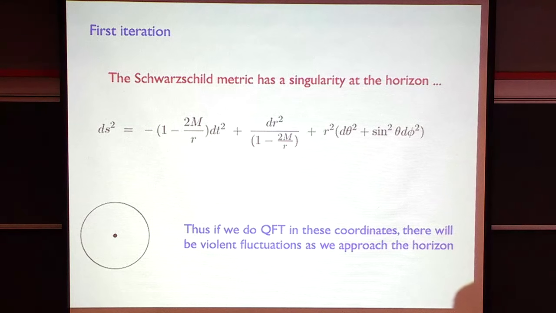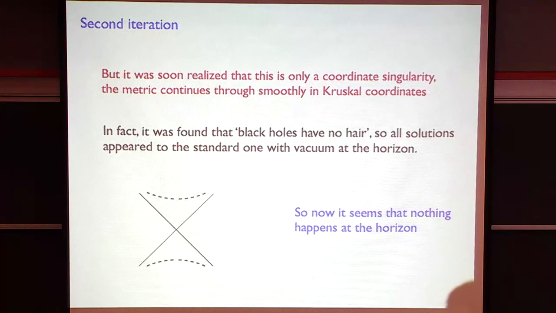That kind of thing might have motivated the first ideas on complementarity, that some frame you can come out and so on, because there might be something happening there. Coordinate-wise, it looks like a problem. But of course, we soon realize this is only a coordinate singularity. You go to good coordinates and you can go in.